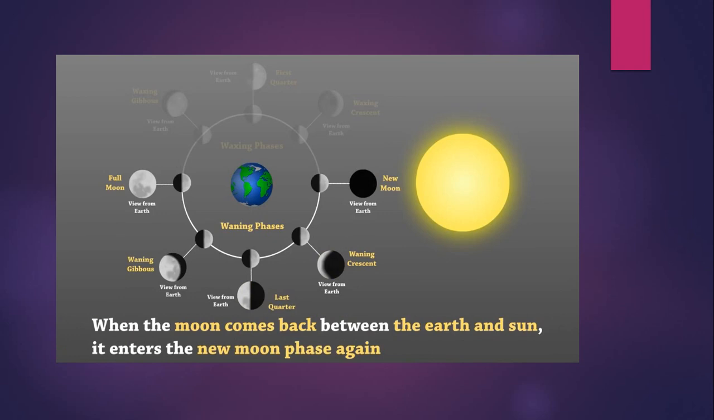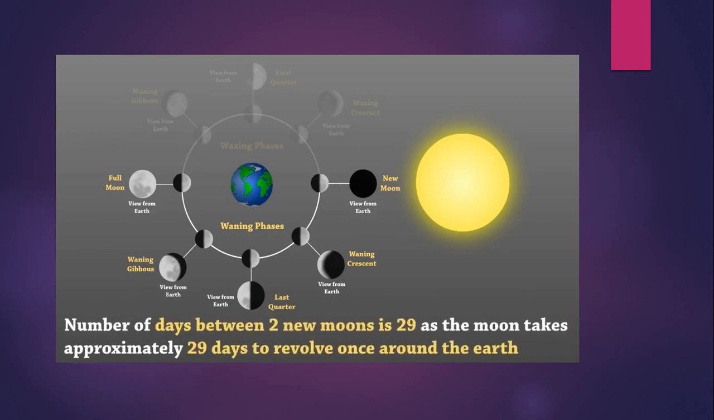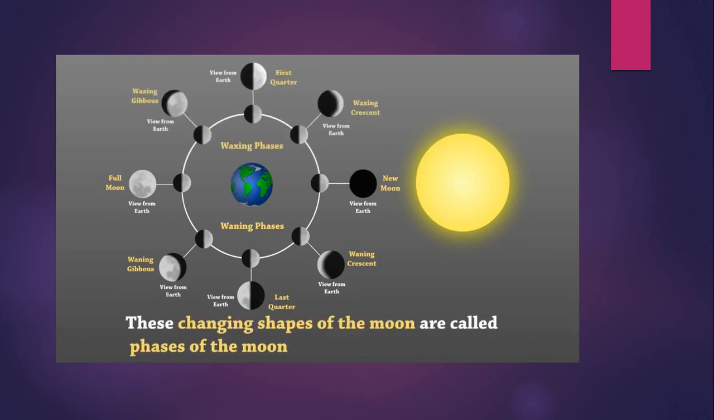When the moon comes back between the Earth and the Sun, it enters the new moon phase again. The number of days between 2 new moons is 29, as the moon takes approximately 29 days to revolve once around the Earth. These changing shapes of the moon are called phases of the moon.